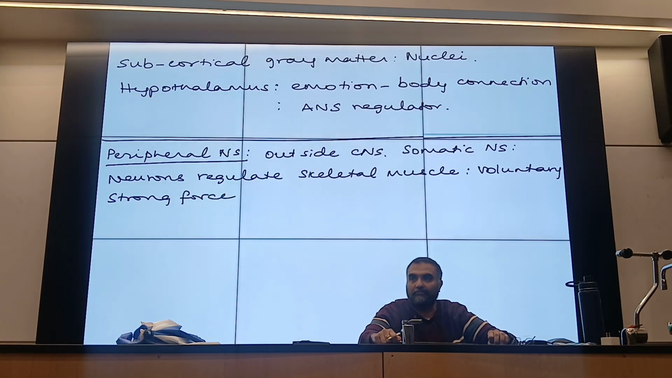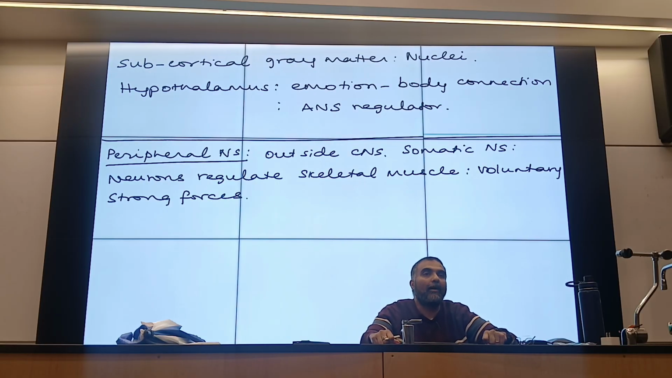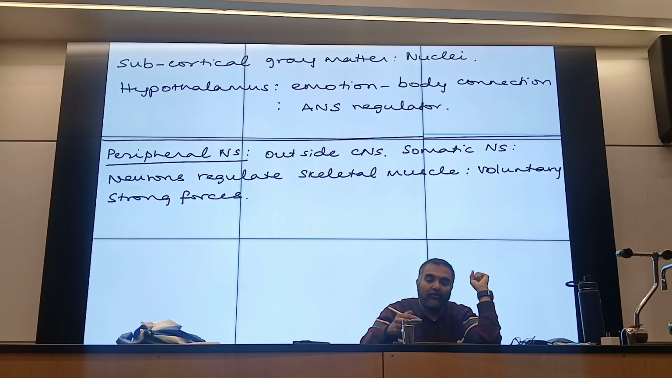Right? Yes. So voluntary strong forces. Okay, that's what happens when nerves activate skeletal muscle. And remember, skeletal muscle is a prime example of temporal summation. Temporal summation, because there's only one neurotransmitter involved in all of skeletal muscle function. Only one, and that's acetylcholine. That's it, right? So the somatic nervous system has only one neurotransmitter.